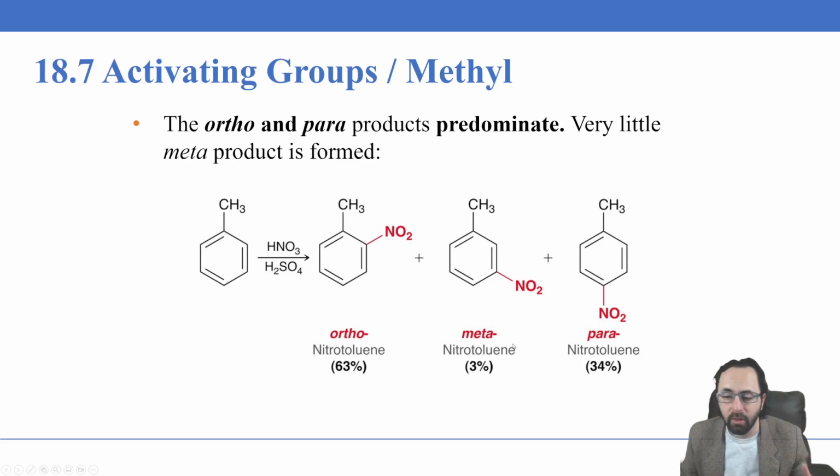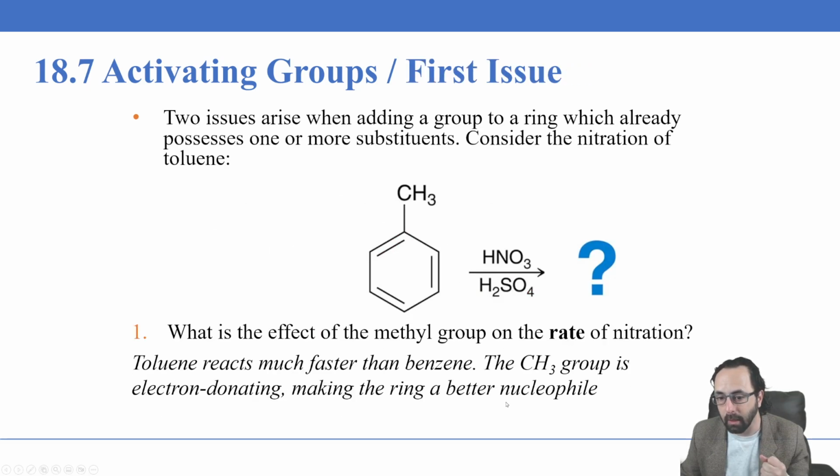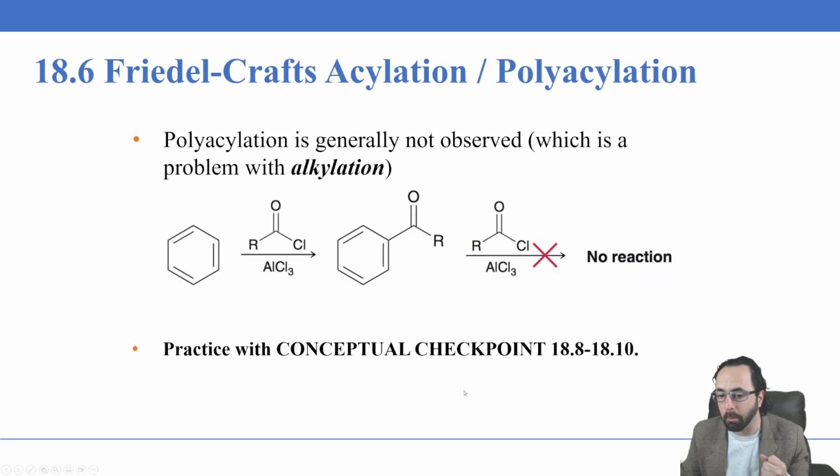So in order to explain these results, we have to think about the intermediate that will be produced during this reaction. So we have to consider the mechanism. And that is why it is so important for you to understand that mechanism from the last lecture that goes through that sigma intermediate, the so-called sigma complex intermediate.